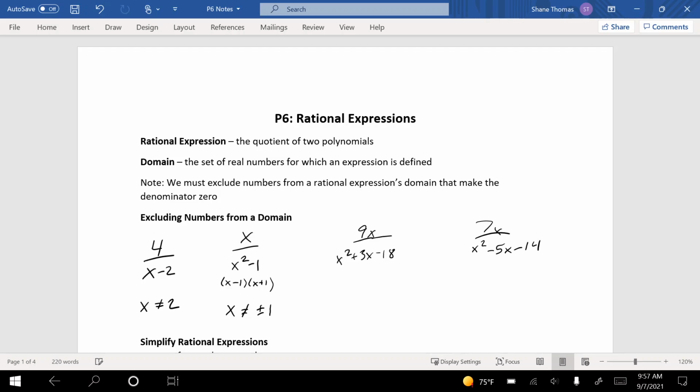Take those two and figure out which numbers you cannot have. What values can x not be?